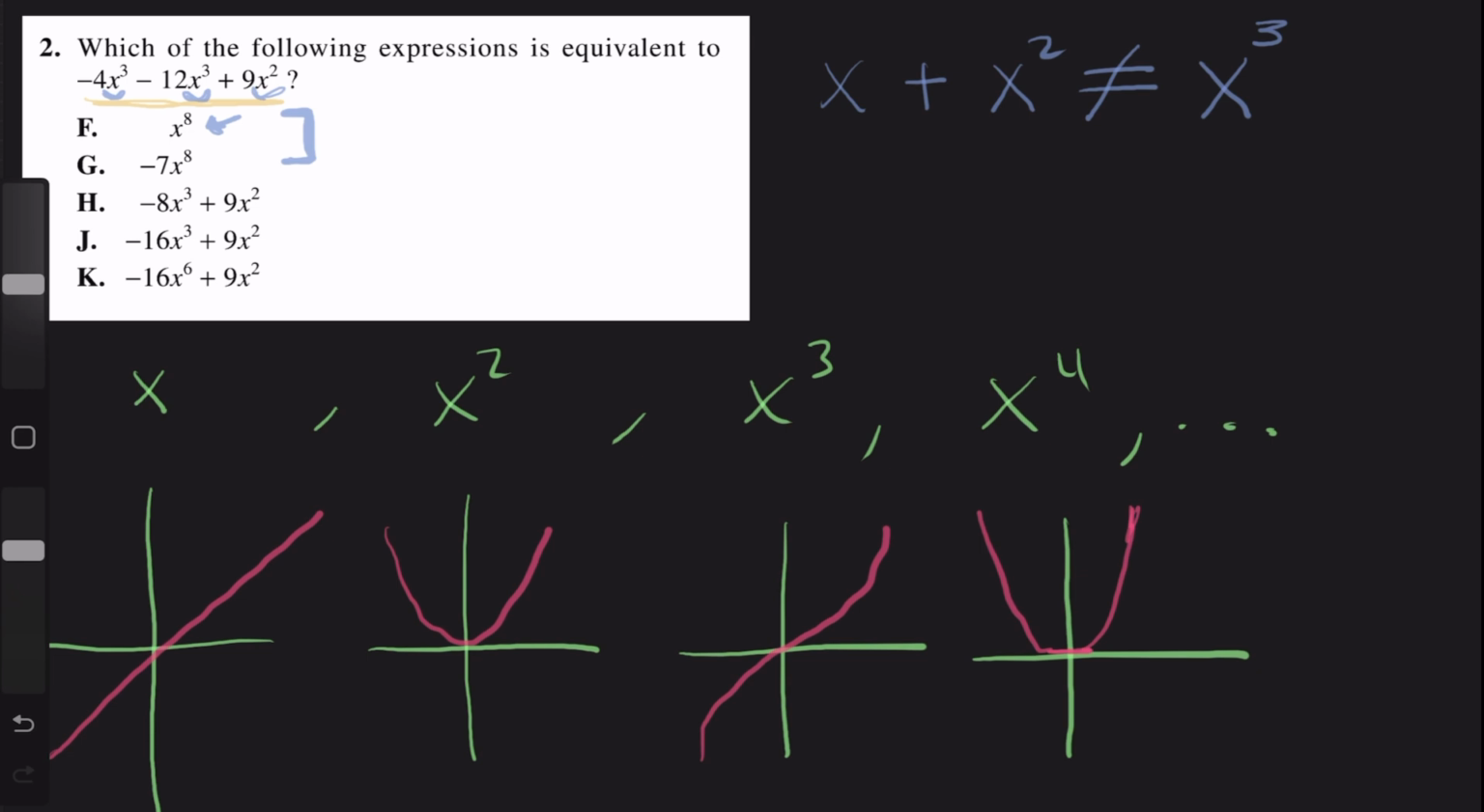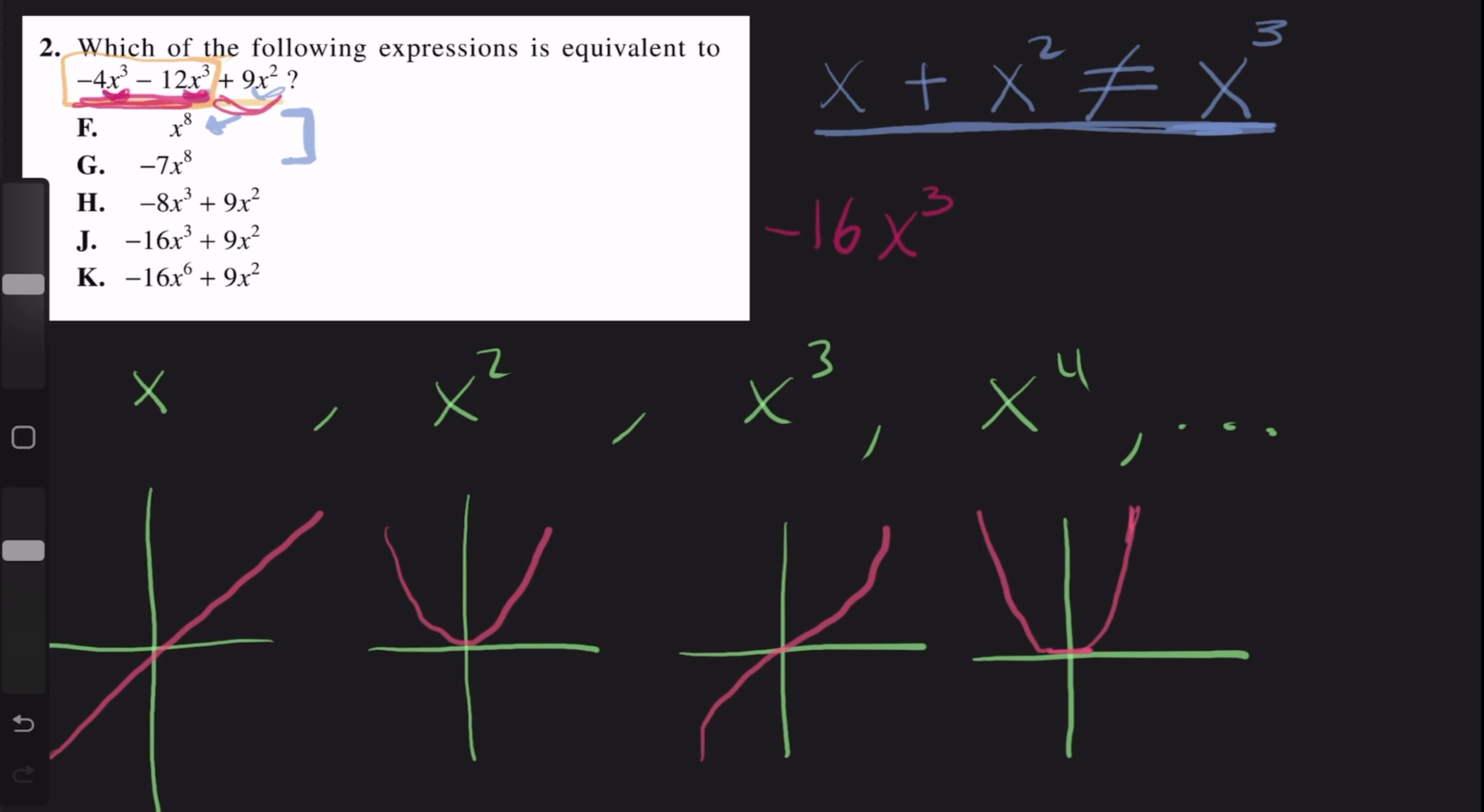Okay, so once we know that summing different powers of x cannot be reduced to a single power, the next thing to do here is the first two terms here have the same power of x. And whenever that happens and we have a subtraction or addition, we can actually group those terms with the same power and just write a single term. So in this case, x to the power of 3 is the common power of x. And we just need to add -4 and -12 to get -16.